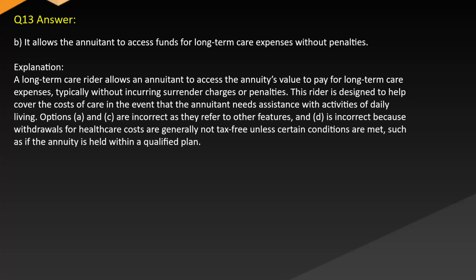Answer B. It allows the annuitant to access funds for long-term care expenses without penalties. Explanation. A long-term care rider allows an annuitant to access the annuity's value to pay for long-term care expenses, typically without incurring surrender charges or penalties. This rider is designed to help cover the costs of care in the event that the annuitant needs assistance with activities of daily living. Options A and C are incorrect as they refer to other features, and D is incorrect because withdrawals for healthcare costs are generally not tax-free unless certain conditions are met, such as if the annuity is held within a qualified plan.